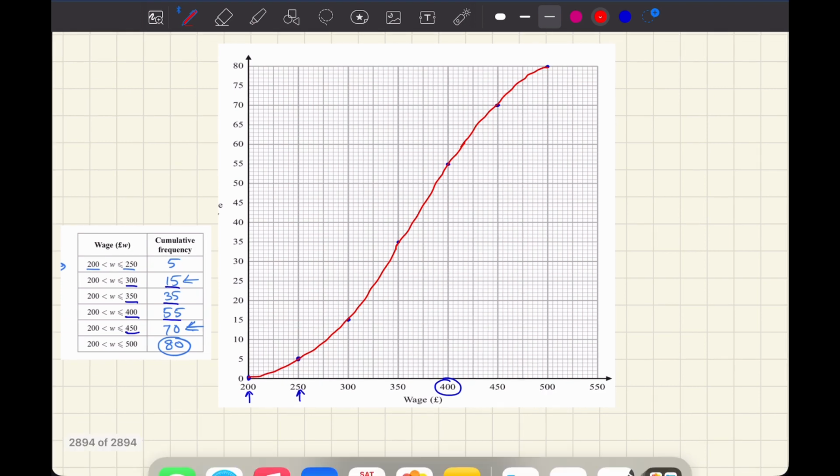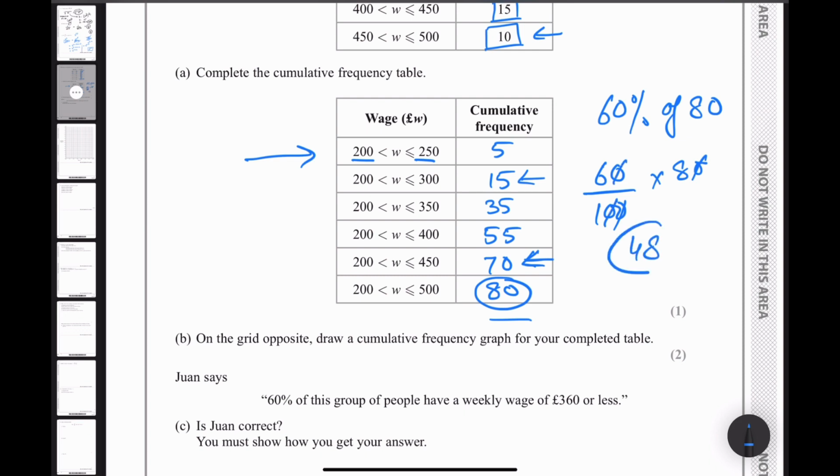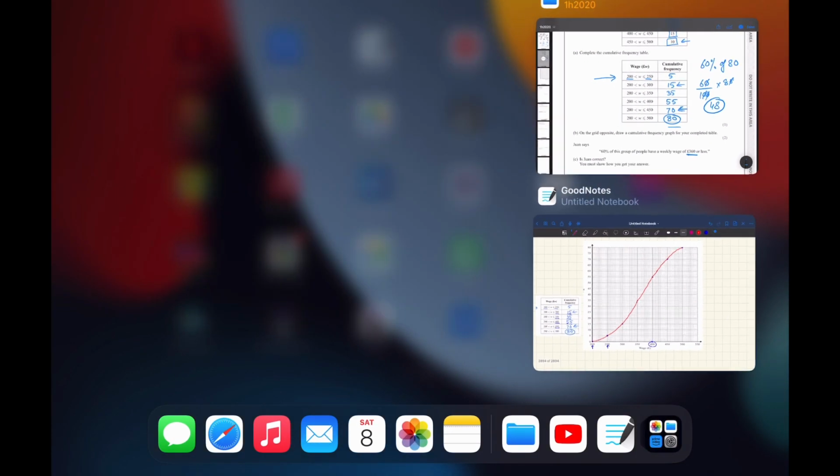Now let's see its question. What does it say? It says over here that 60% of this group of people have a weekly wage of 360 pounds or less. So let's find out 60% of 80. So 60% of 80, that'll be like 60 over 100 times 80. This 0 got cancelled, this 0 got cancelled, so it's like 48. So 60% of 80 is 48. So we have to check the wage against 48. So let's go back onto the graph.